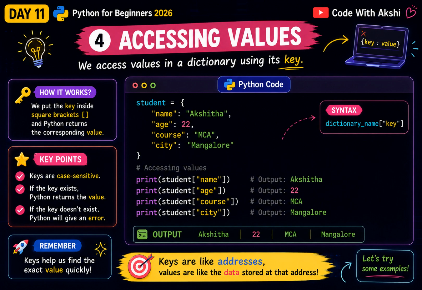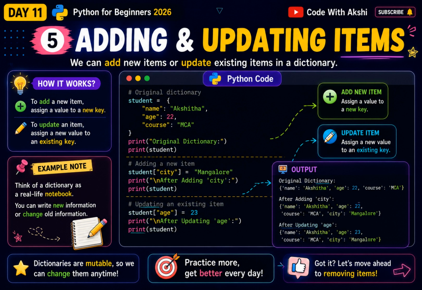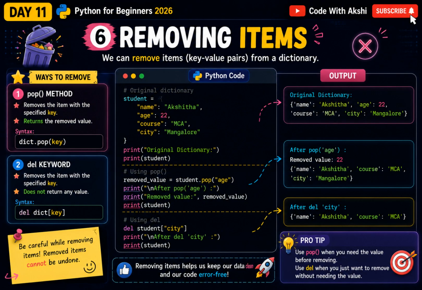Next, one of the best features of dictionaries is that they are mutable. This means we can easily add new information or update existing information. To add a new item, we simply assign a value to a new key. For example, adding the city key stores a new value. To update an existing item, assign a new value to the same key. Python automatically updates it. Very simple.